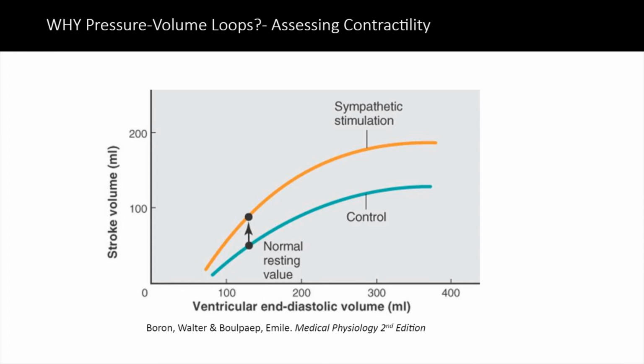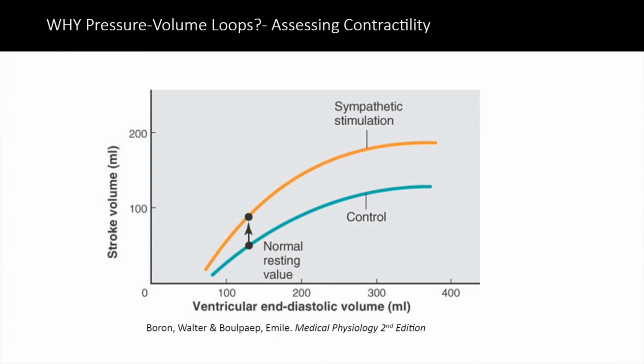Because you're continuously collecting data with PV applications, you're able to potentially plot every single heartbeat from the experiment. If you assess Starling relationships across multiple conditions or perturbations, and you see a shift in the Starling relationship to greater stroke volumes at the same end diastolic volume, that is positive inotropy by definition. Stated a different way, an increase in stroke volume at constant end diastolic volume is the result of increased contractility. So just take a look at what you see there.